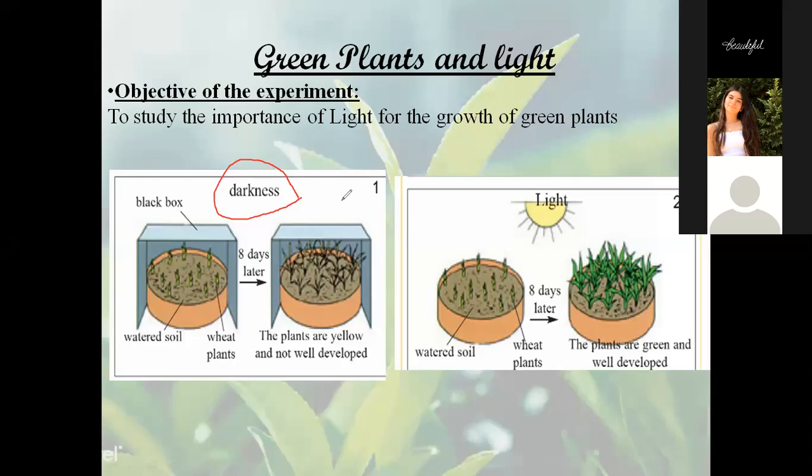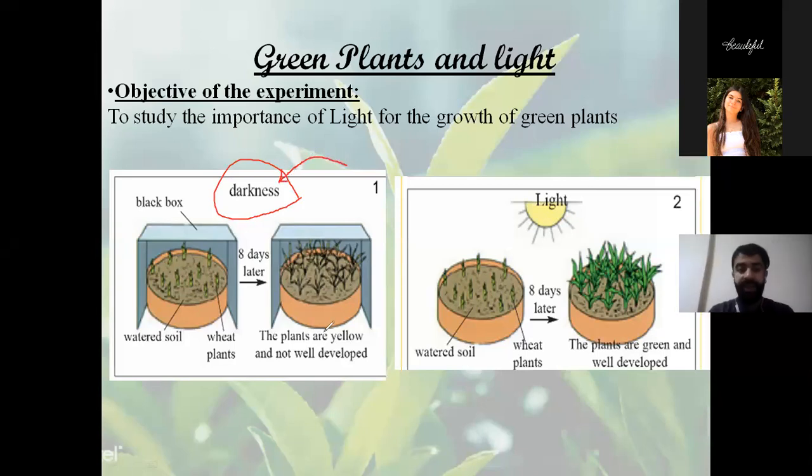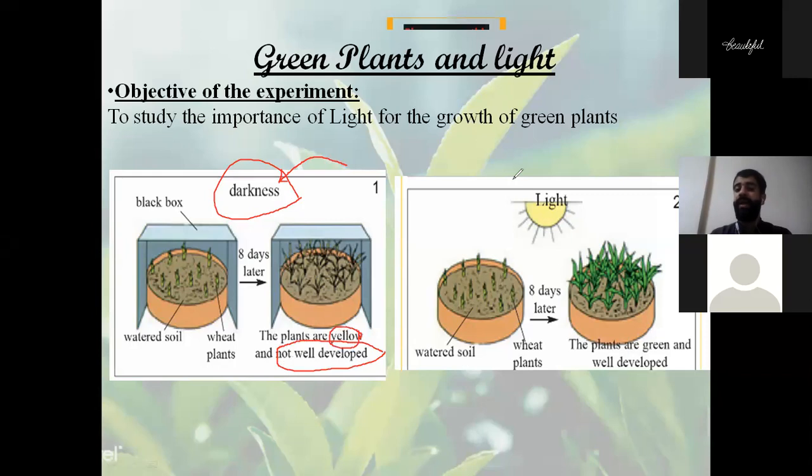While plant 2 that is grown in the presence of light is green and well developed. Very good. So Huda said that plant 1 that is grown in darkness, they are yellow and they are not developed well, while plant 2 that is grown in presence of sunlight, they are green and they are well developed. So if you wanted to do the analysis, who can do the analysis?